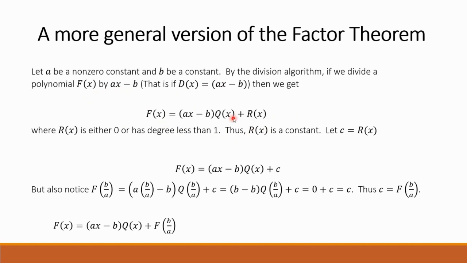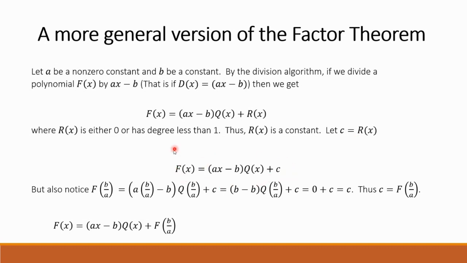Q of x, of course, is the quotient. R of x, remember, is the remainder. Here, its degree is either going to be 0 or its degree must be less than 1. The degree is always less than the degree of D, that is, the divisor. And in this case, D has degree 1. So R of x, the remainder, is either 0 always, or its degree is 0. Either way, it's going to be a constant, is what we're saying. So I'm going to let C be that constant. So in other words, we get this.